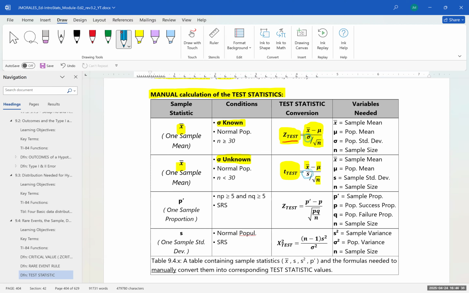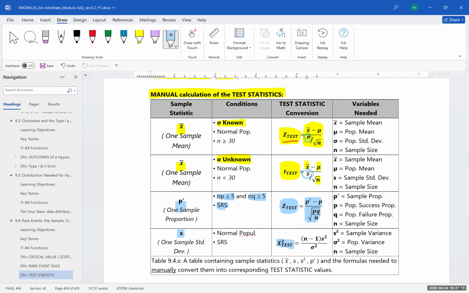And if you were dealing with a hypothesis test where you had a sample proportion and the number of successes was greater than or equal to 5, and the number of failures was greater than or equal to 5, and you're dealing with a simple random sample, then you would be creating a test statistic on a normal distribution using these parameters here. And likewise, you can do it for standard deviation, in which case you'd get a chi-squared test statistic.